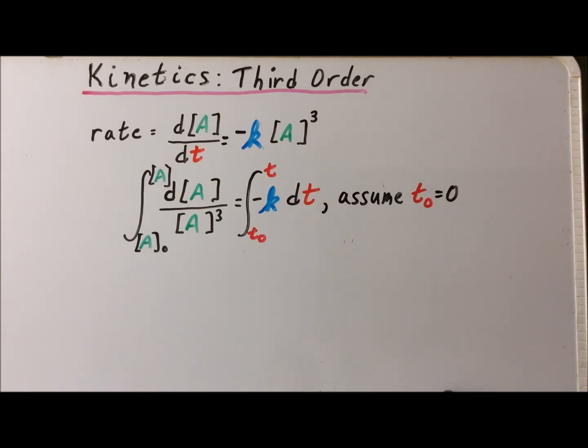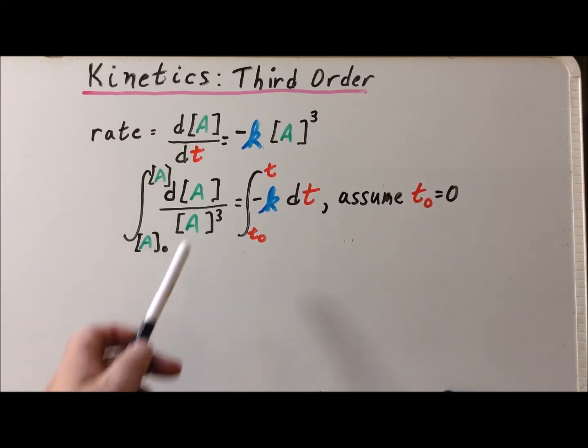Next, we integrate each side, the left-hand side from [A]0, this is the initial concentration of A, to the concentration of A, and on the right-hand side from t0, the initial time, to the time t. And we're making the assumption that the time t0 is actually 0.